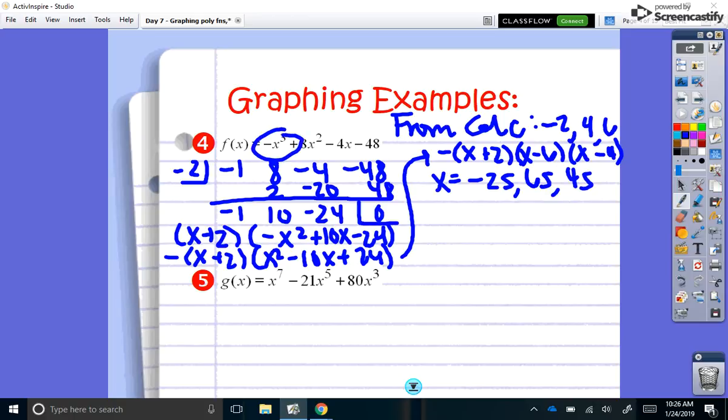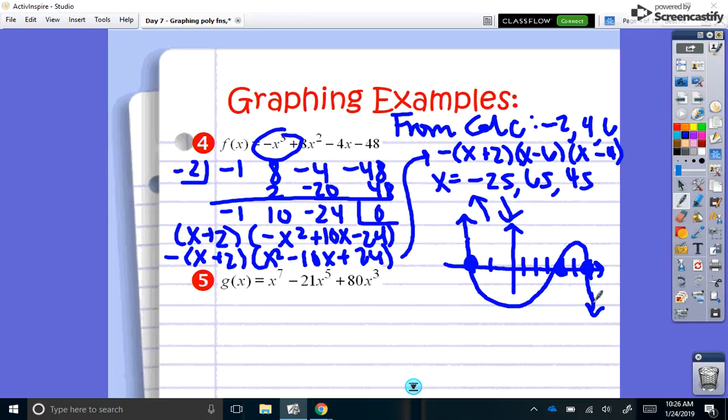From the beginning, it was odd degree, negative leading coefficient. So think about a line that's falling. And then plot your points. I have a solution at -2, 4, 6. My end behavior is going up on the left, down on the right. And these are all single roots, so it's going to cut straight through.